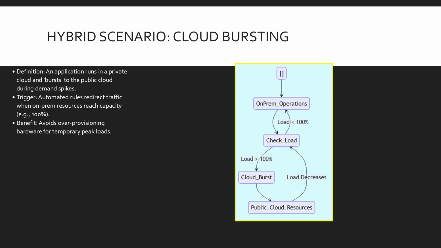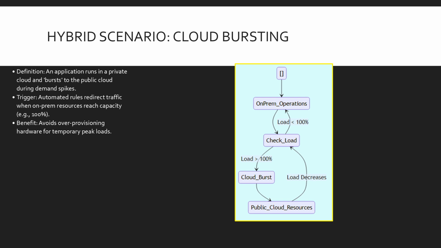A specific and powerful hybrid use case is cloud bursting. Imagine you are a retailer. Most of the year, your private data center handles the load. However, during Black Friday, demand spikes. Rather than buying servers that sit idle for 11 months, you configure your system to burst into the public cloud. When your on-premises capacity hits 100%, overflow traffic is automatically routed to the public cloud. You pay for those extra resources only during the spike, eliminating the need to over-provision your own hardware.